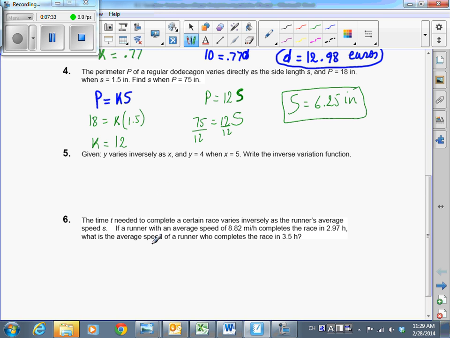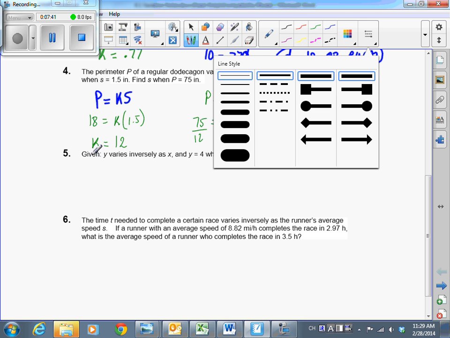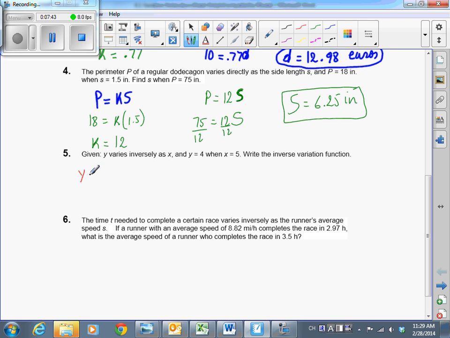Alright, here's a different approach. This time we're talking about inversely proportional. So for inversely proportional, I will go ahead and start by writing y is equal to k over x. Inverse means it's not on the same line. Direct means straight line, kx. Inverse is k over x.